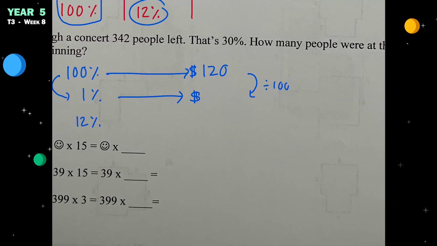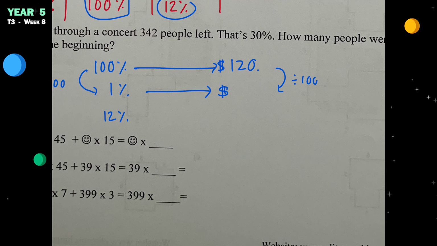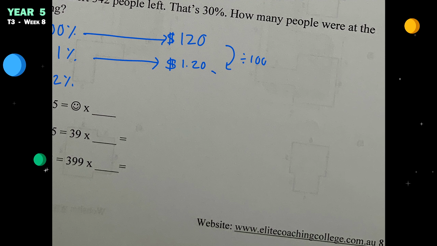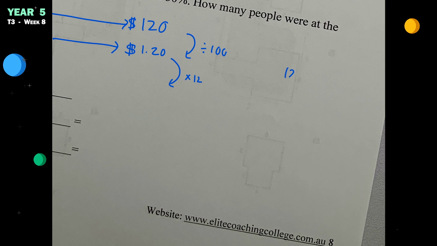What happens when you divide this by 100? Decimal place will jump 2 spaces to the left. Okay, so that gives you $1.20. Now I want to go from that to 12%, so I times it by 12. So therefore I must multiply this by 12. Okay, so 12 times $1.20.